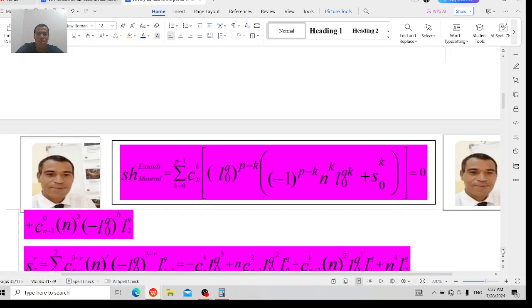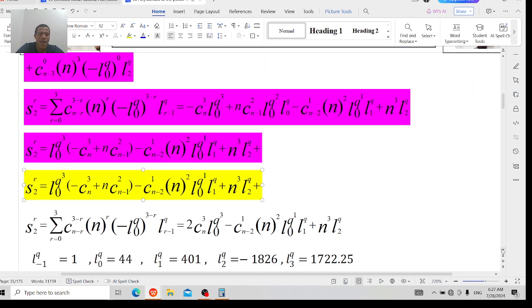I'll just focus on the last one, meaning the yellow one, which is the formula that had been found and simplified when putting k equal 3 in the discriminant formula of Mourad Sultan Ezouidi. Therefore, S2 is L0 to the power 3 times minus combination n choose 3 plus n combination n minus 1 choose 2 minus combination n minus 2 choose 1, n squared, L0 to the cube times L1 plus n cubed times L2 to the cube. Okay, we can simplify this, learners, like that.